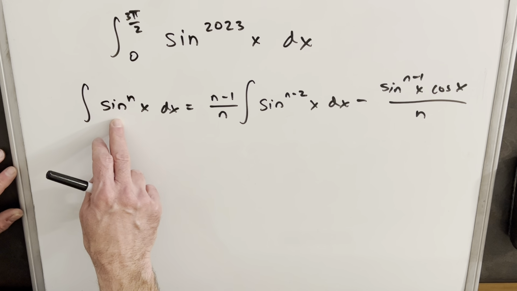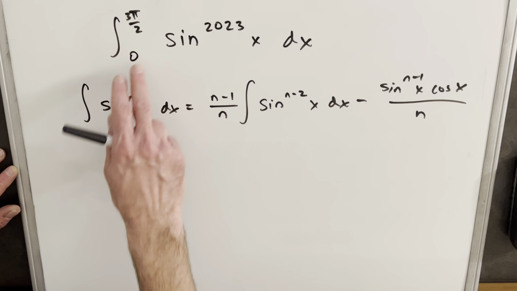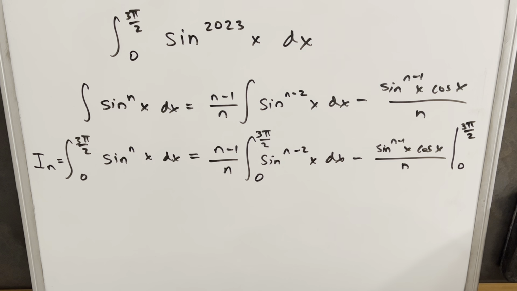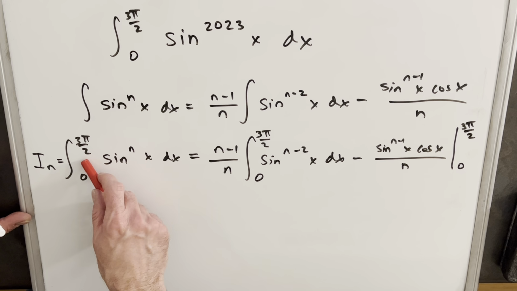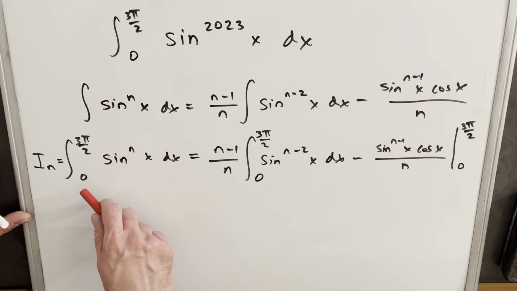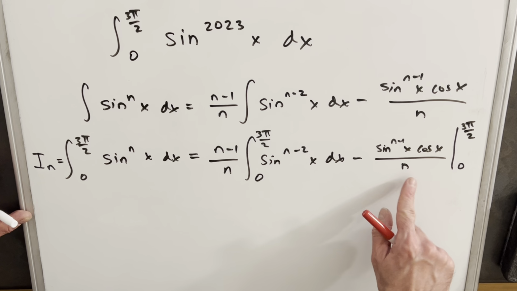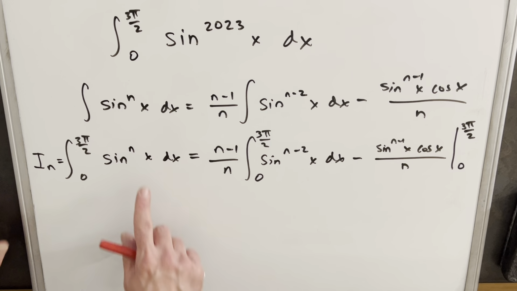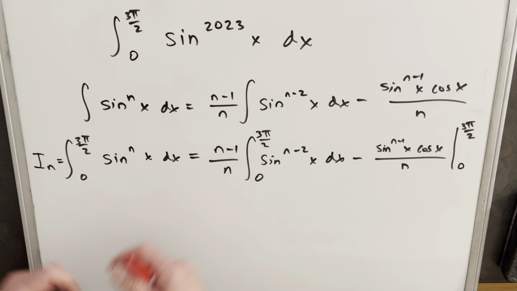This is for an indefinite integral. Let's look at it for our case of a definite integral. Okay, so now what I've done is I've put in our bounds, our 0 to 3 pi over 2, in each of these cases, and also here. I've still left the power as n, so we're not concerned if we're dealing with 2023 or 100 or whatever.